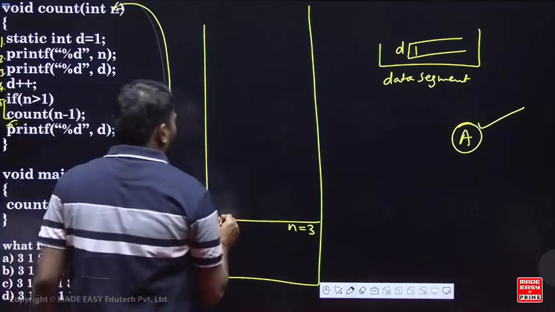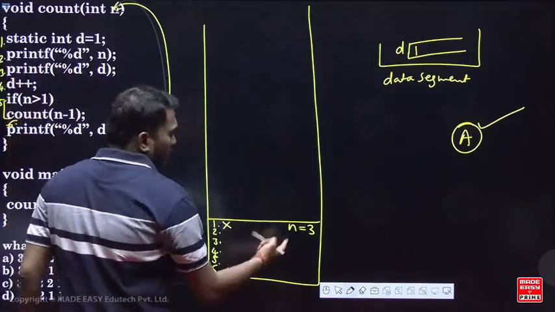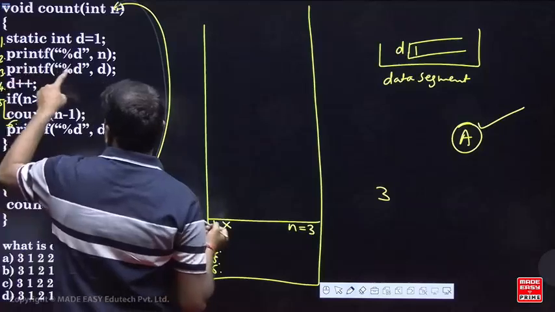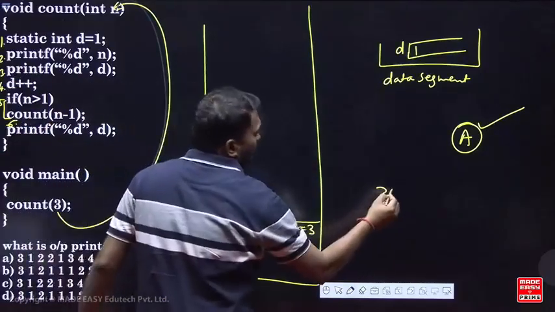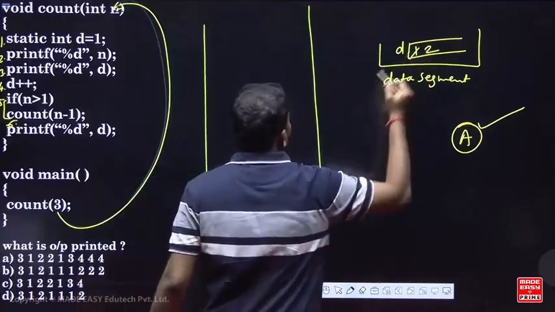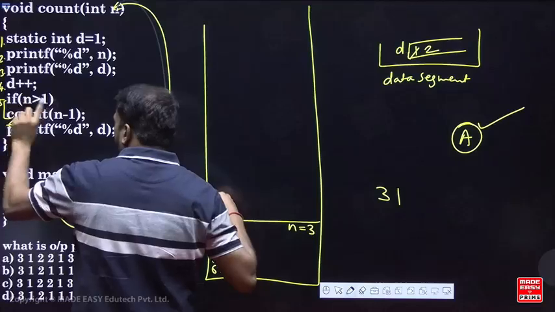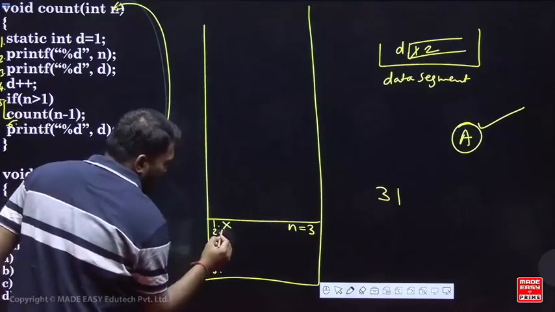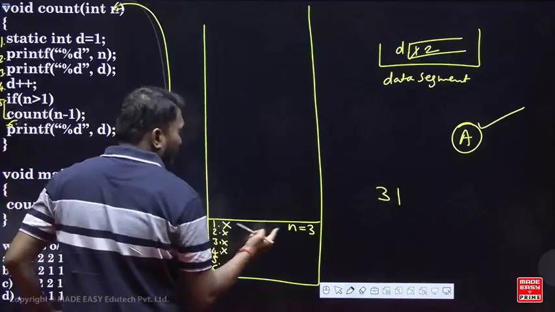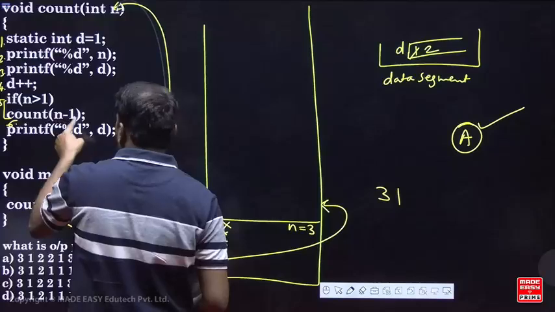Static. By looking at the static it will simply skip. Now second, printf %ld n. Now tell me what is the n value? 3 will be printed. Next, printf %ld d. What is the d value? 1 will be printed. Next, d plus plus. So d value becomes 2 here. And if n greater than 1, listen carefully, n greater than 1, true or false? True. Second statement done, third statement done, fourth statement done. Now n greater than 1, true or false? True. True means it is recursively calling count of n minus 1.